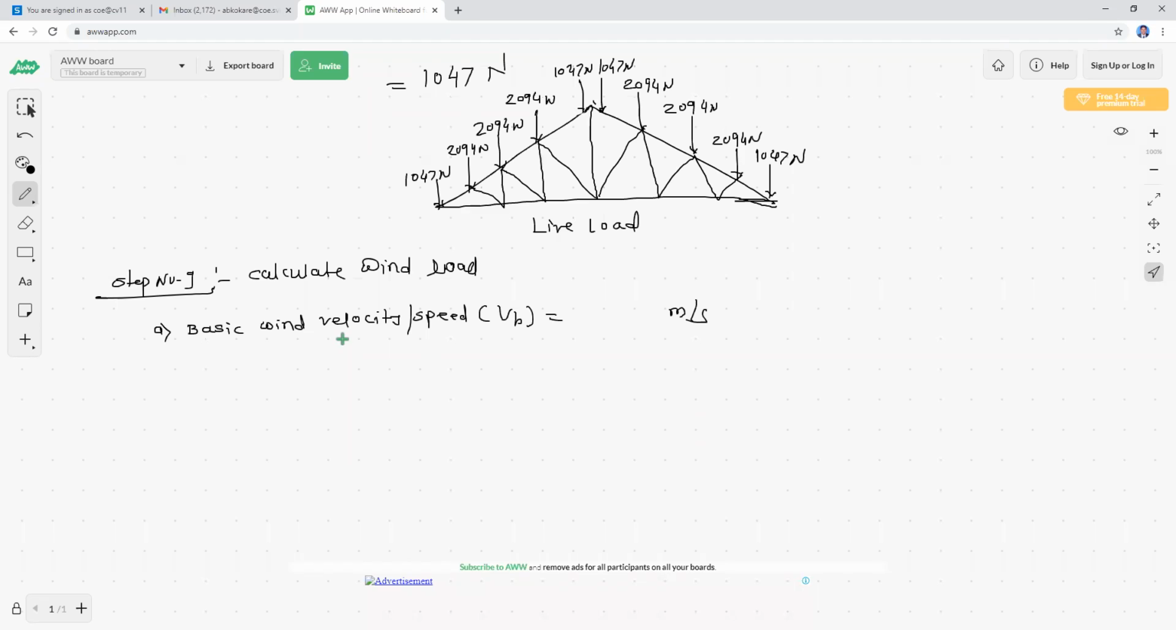Okay. Now everyone can see. I have sent it on your WhatsApp group. For Delhi, it is visible properly. See, for Delhi city, how much basic wind speed is given?